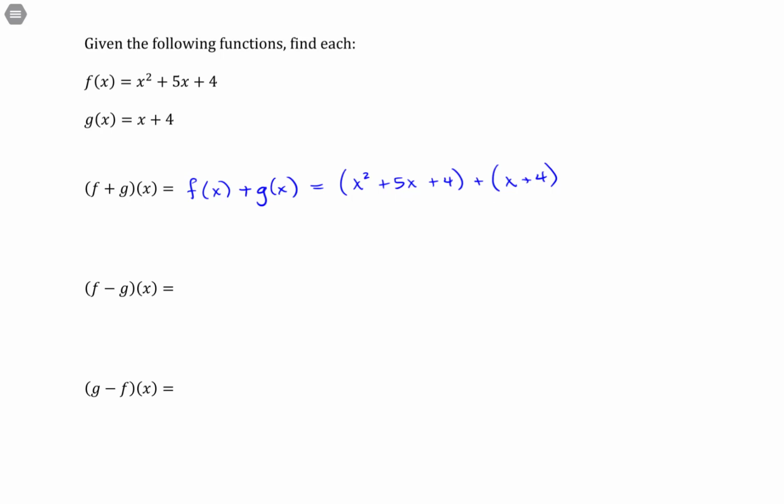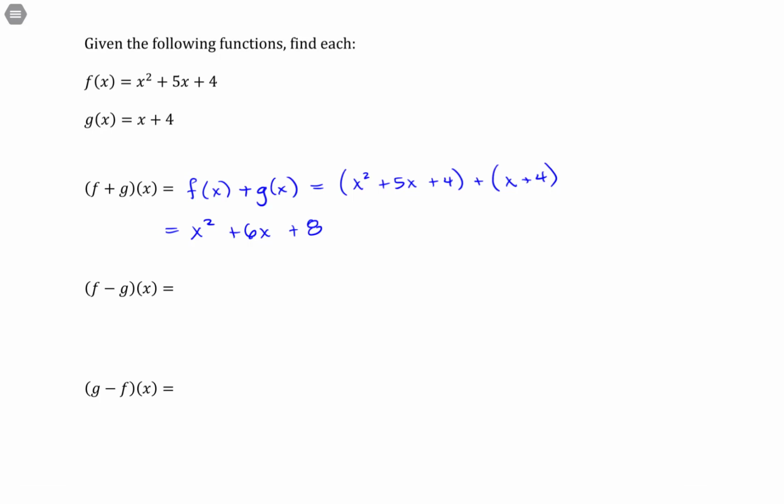So I can really go through and just combine like terms at this point. And that would give me x squared, because there's no like terms with the x squared. But I do have a 5x and an x. Those are like terms and will combine into 6x. Then 4 and 4 combine into 8.